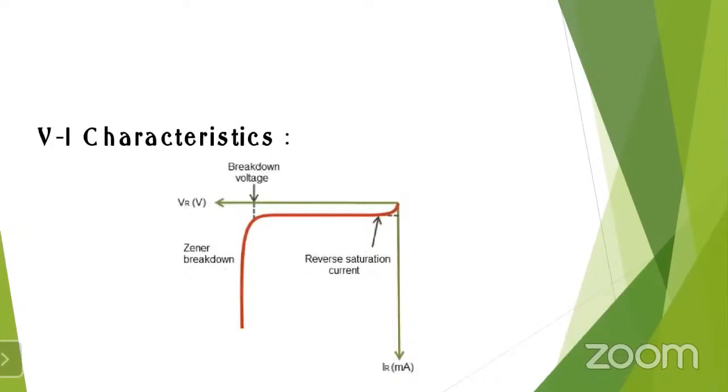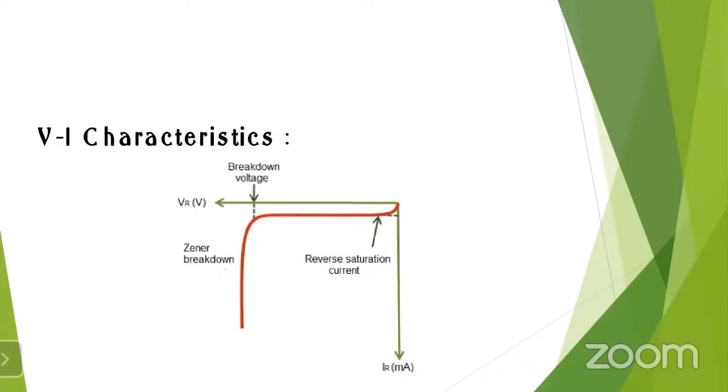Here are the VI characteristics of a Zener diode. Initially, there is reverse saturation current, and once the breakdown voltage is crossed, the voltage across the Zener diode remains almost constant. This is the reason why a Zener diode is used as a regulator. If we find such a graph in reverse bias mode, we can confidently confirm that the given device is a Zener diode.